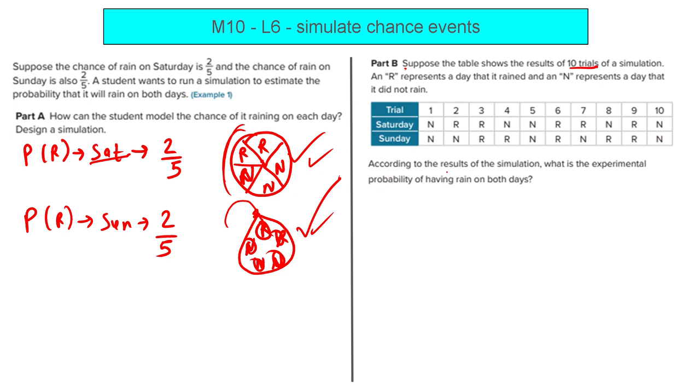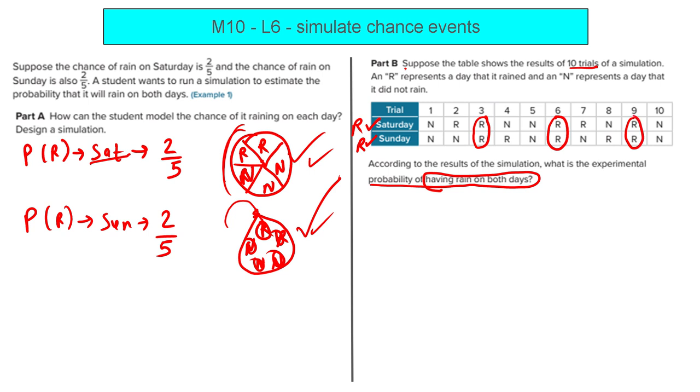Now, what does he want? According to the result of the simulation, what is the probability of having rain on both the days? Like on Saturday also, on Sunday also, he needs rain and rain. Now, when do we have it? Rain, rain, rain, no rain. See, rain, rain on both the days. Here, one time. Here, two times.